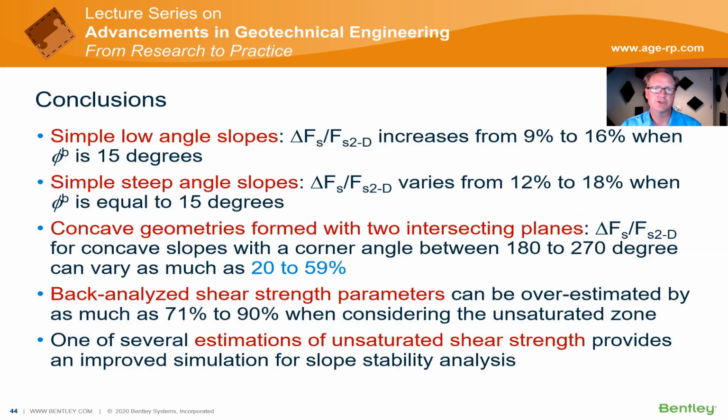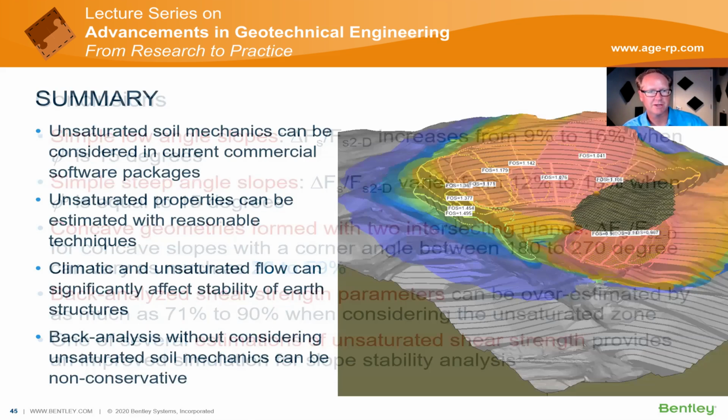For concave geometries and changing geometry, we can see that the difference between 2D and 3D factor of safety can vary between 20 and 59%, which is quite significant when we consider unsaturated soil mechanics. And back analyzed shear strength parameters can overestimate your shear strength by 71 to 90% when you consider the unsaturated zone in the physics. And one of several estimations of unsaturated shear strength provides an improved simulation for slope stability analysis. So we have different methods to estimate unsaturated shear strength.